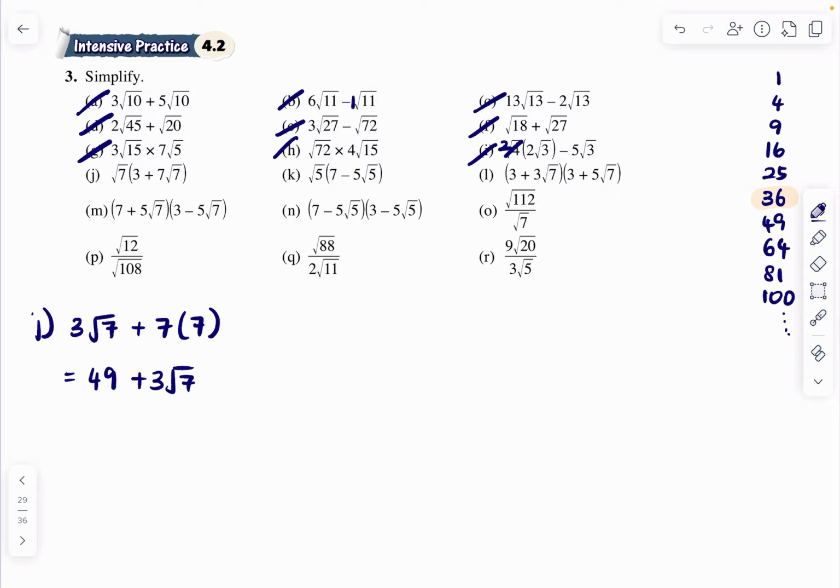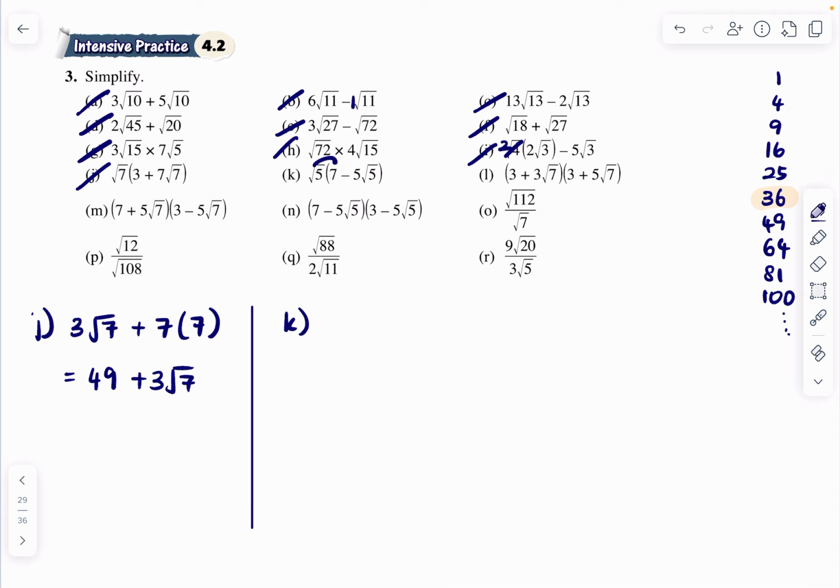So we normally write the number in front. Actually, it doesn't matter because anyway it's the same thing. But I just like to write the number in front. Done. Okay.